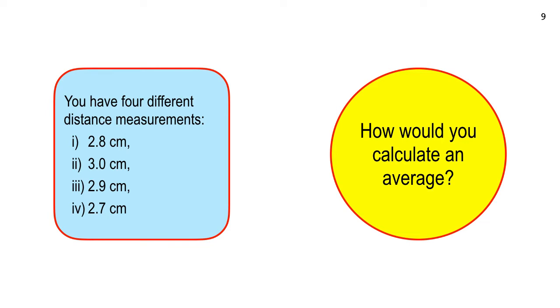All right, and then you're measuring brownies in your mom's kitchen before they get devoured. All right, and so you measure the long side, 2.8 centimeters, whatever, 3.0 centimeters, 2.92. They're all about the same size. Okay. So here's the question: how would you calculate an average?